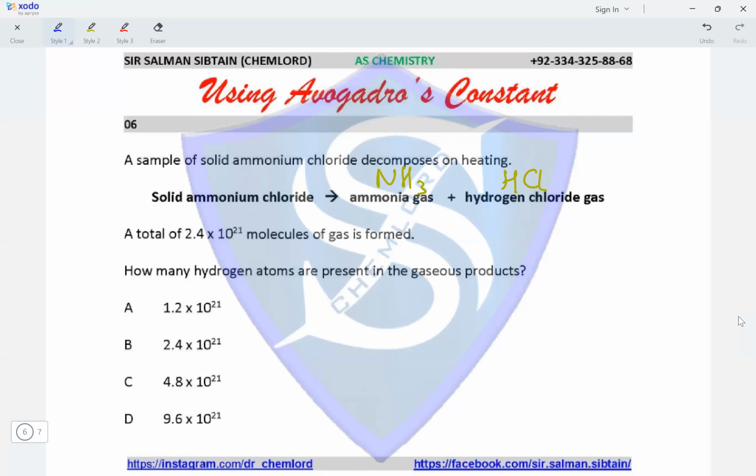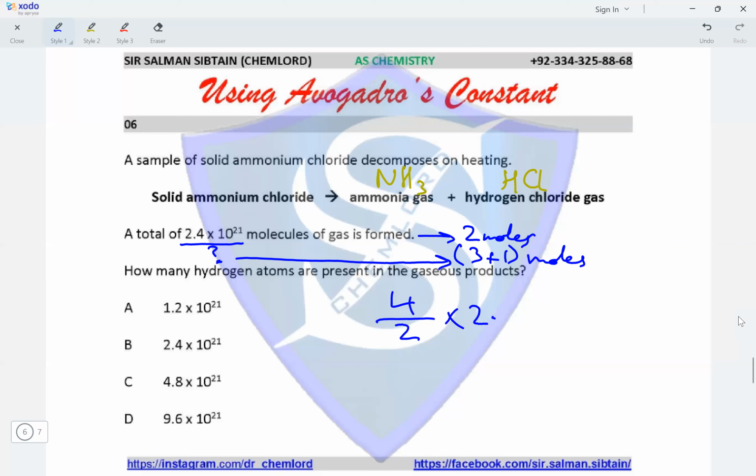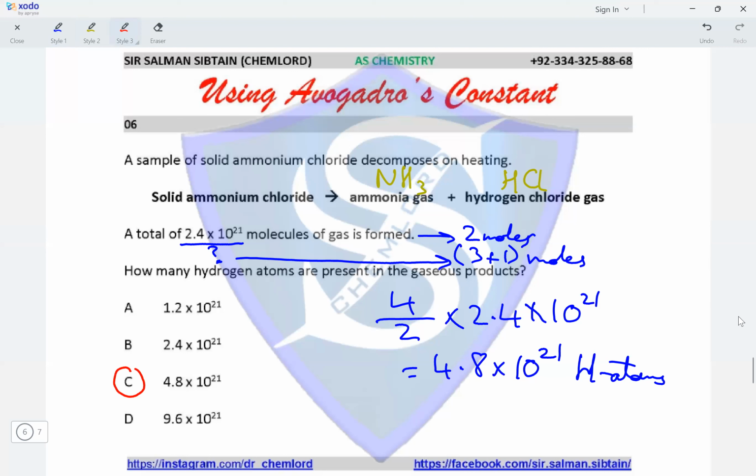So the total moles of gas formed would be 1 mole of ammonia and 1 mole of HCl, so 2.4 into 10 to the power 21 molecules are present in 2 moles of gas produced, and they're asking the number of hydrogen atoms. So how many molecules would be present in the number of moles of hydrogen atoms? Which would be 3 hydrogen atoms in ammonia and 1 hydrogen atom in HCl. So in total, 4 moles of hydrogen atoms. So this would give us a calculation of 4 upon 2 into 2.4 into 10 to the power of 21. So this gives us a value of 4.8 into 10 to the power of 21 hydrogen atoms present in the given sample of gases. So this makes option C the correct option for this question.